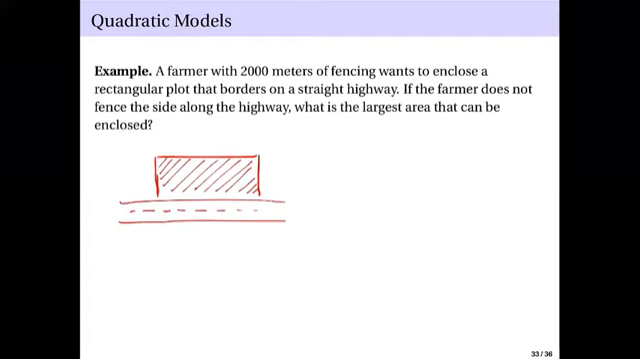So let's introduce our variables. Let X be the length of the rectangular plot and then let Y be the width of the rectangular plot.